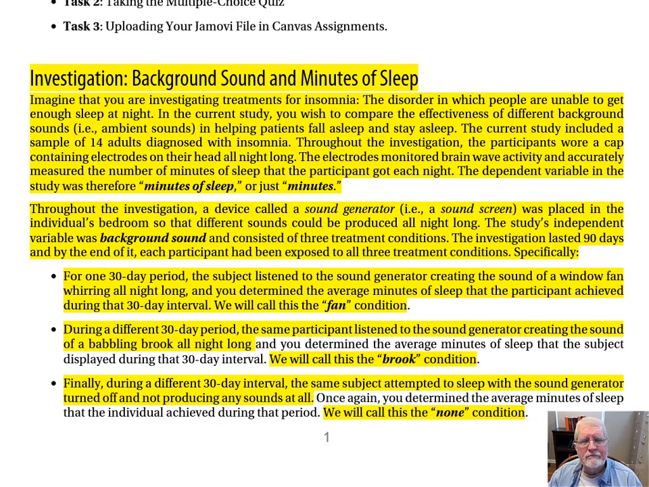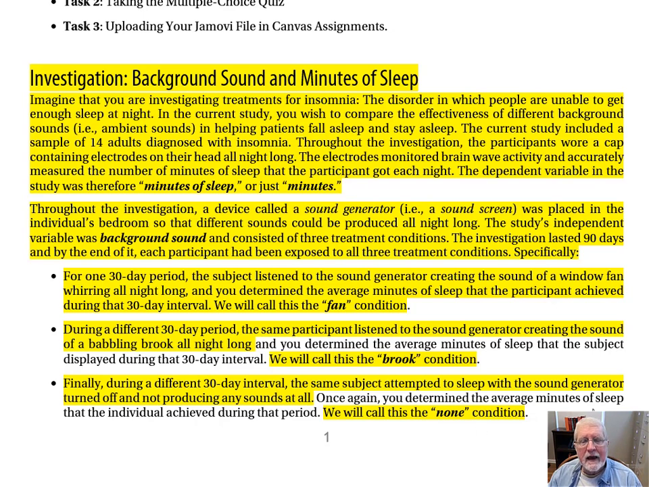For one 30-day period, the individual slept during the night with the sound screen in their room set to fan. It made the sound of a whirring fan all night long. Over the course of 30 days, what was the minutes of sleep that they got in a typical night on average? During a different 30-day period, the same participant spent 30 days trying to sleep in a room in which the sound screen had been set to making the sound of a babbling brook. What was the average minutes of sleep that these individuals got when they had the babbling brook sound in their room? And then finally, as a control condition, the same participants spent a 30-day period sleeping with the sound screen turned off, not making any noise at all. We'll refer to this as the none condition.